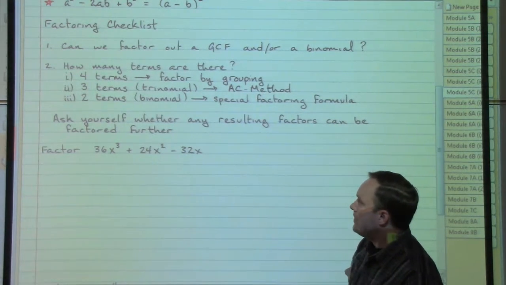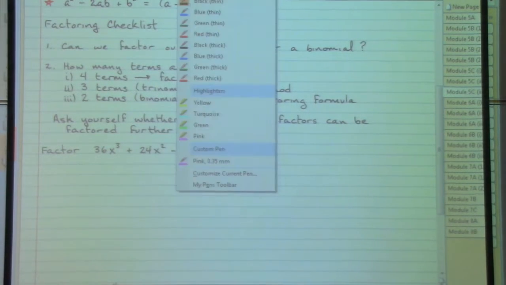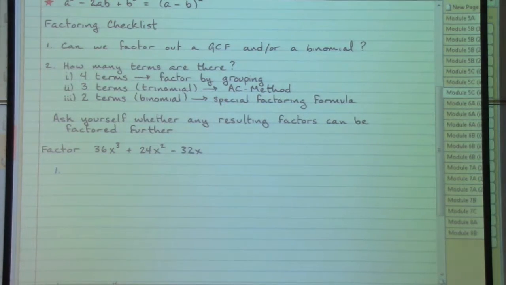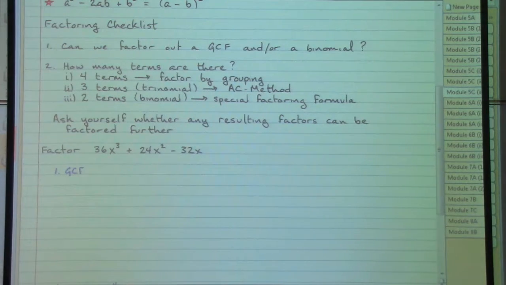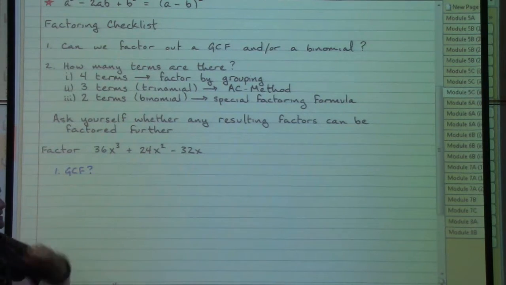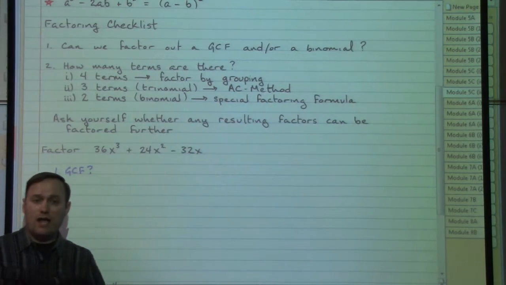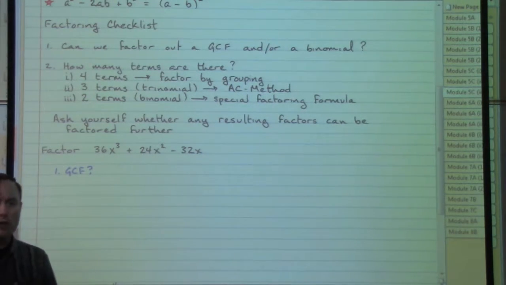So, starting with step 1, is there a greatest common factor when we're looking at the terms in this polynomial? So we look at the numbers first, 36, 24, and 32. The smallest of those numbers is 24. 24 does not go into 36, so that means that we're going to need something else, and it's going to have to be smaller than 24.